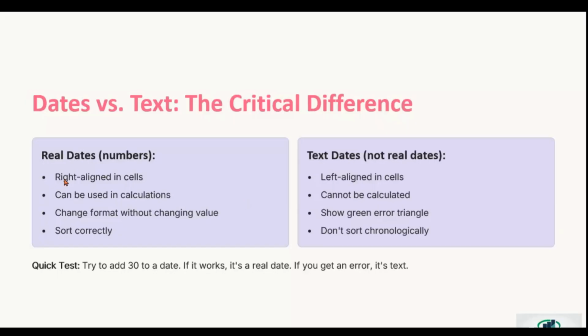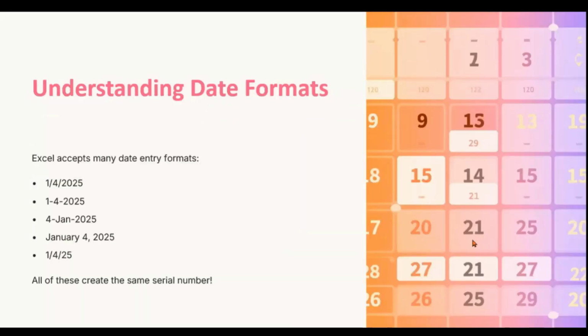So when you have it right aligned in the cell, it means your date is perhaps correct and Excel identifies it as a date. But when you have it left aligned in the cell, it means that Excel does not understand it and is not seeing it as a date. There are different types of formatting that we have in this, so we're going to get to that as we progress in this class.